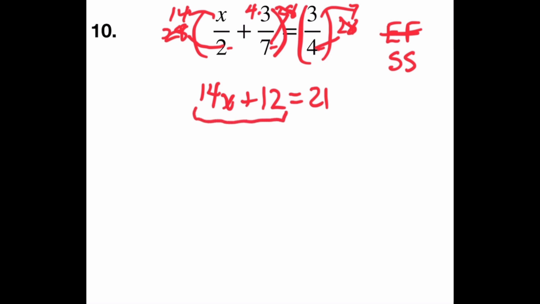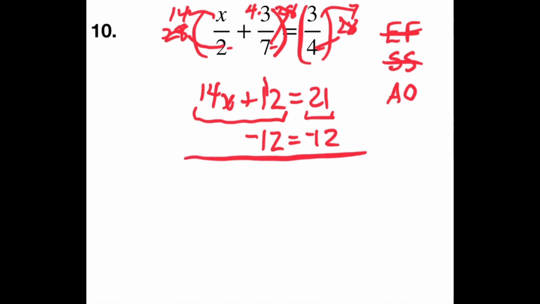14x plus 12 is in simplest form on the left side, and 21 is in simplest form on the right side. Step 3, I'm going to add opposites in order to isolate my variable terms on one side and my number terms on the other side. So I'm going to subtract 12 from both sides. Positive 12 minus 12 is 0. 0 plus 14x is 14x on the left side, and 21 minus 12 is 9.